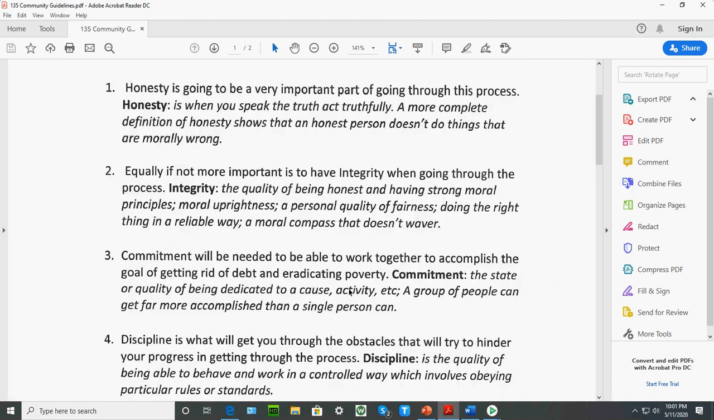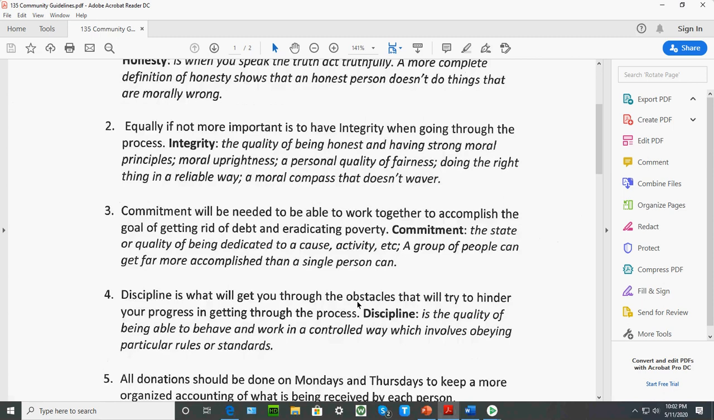Commitment. Can you be committed to getting rid of your own debt, first of all, and to helping to wipe out poverty in your community? Can you be committed to that? Yeah, you're bringing in money, and yeah, you can go get the lavish cars and the houses and all that stuff that comes with money. But can you be committed to helping your community get out of debt, get out of poverty? Can you be committed to that?